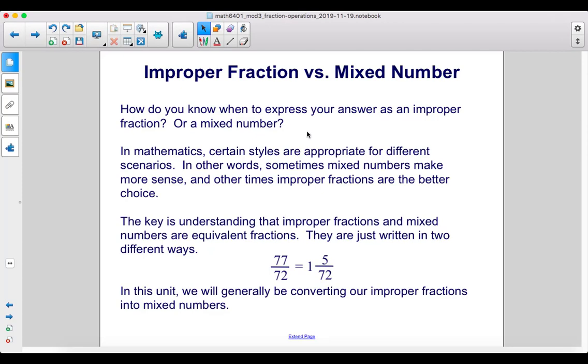How do you know when to express your answer as an improper fraction or a mixed number? In mathematics, certain styles are appropriate for different scenarios. In other words, sometimes mixed numbers make more sense, and other times improper fractions are the better choice. The key is understanding that improper fractions and mixed numbers are equivalent fractions. They're just written in two different ways. 77 over 72 is equivalent to 1 and 5/72. In this unit, we will generally be converting our improper fractions into mixed numbers.